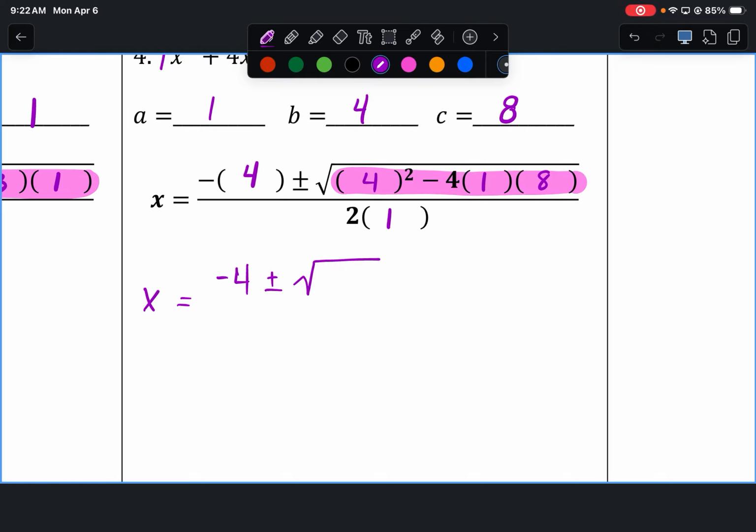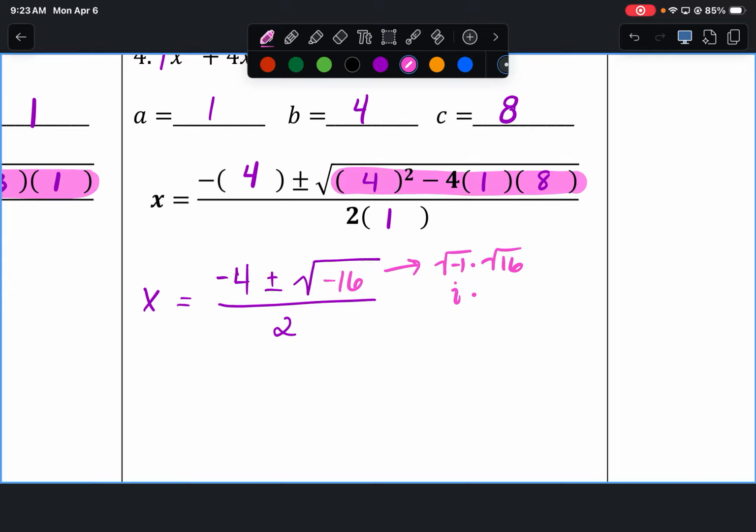Okay, so the back page is split into the 3 different types of solutions we can have. It's split into real rational solutions, real irrational, and it's split into complex numbers. Okay, so what we're going to do is we're going to do one of each, and then you're going to do the other one by yourself. One together, one on your own.